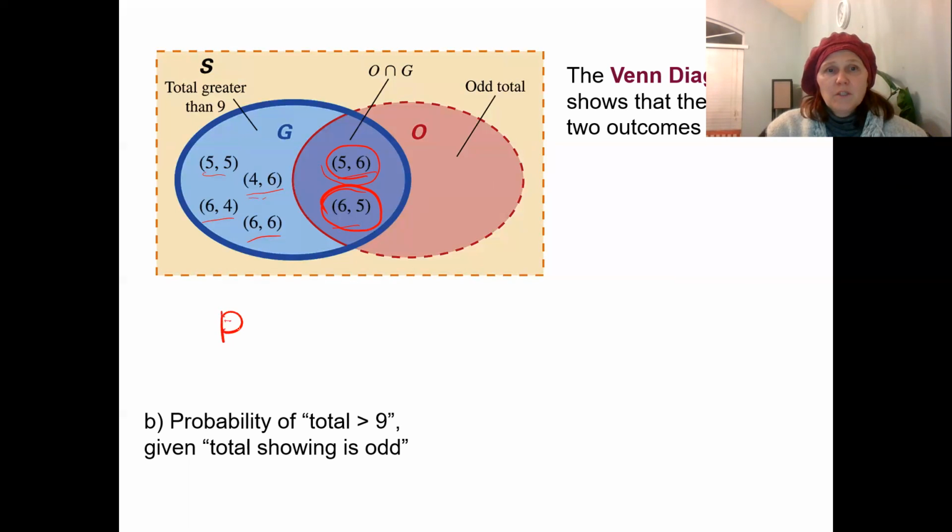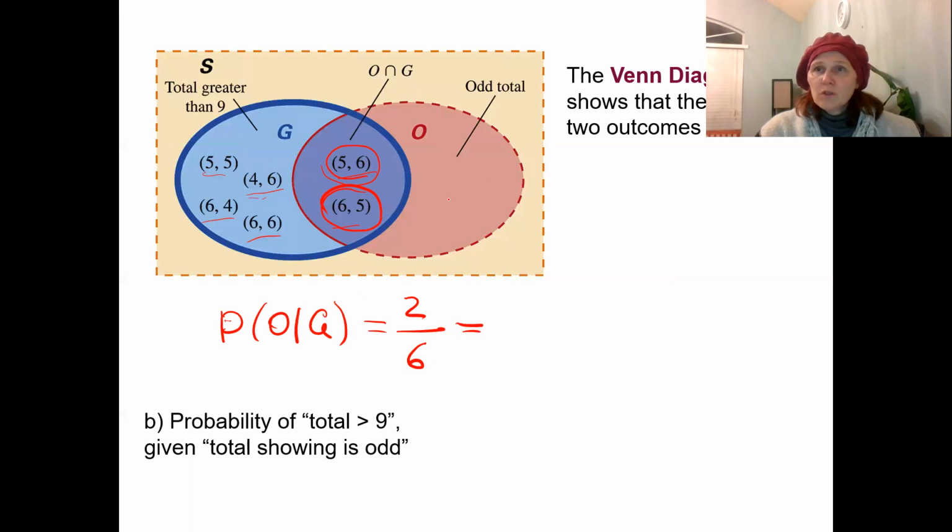Then the probability of odd given G, as we have already found before, is 2, the number of elements in the intersection, divided by the total, by 6. The total is the total of the given event. This given event is a new sample space. Let us compare this result with the probability of total greater than 9, given total showing is odd.